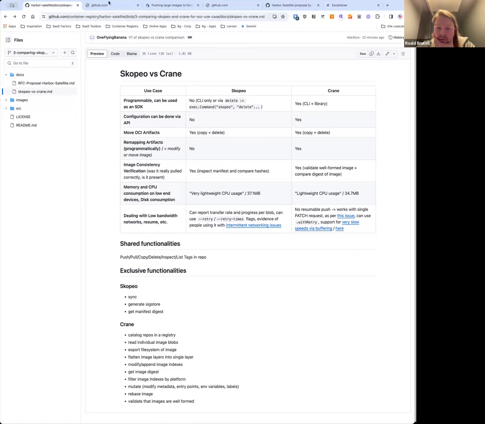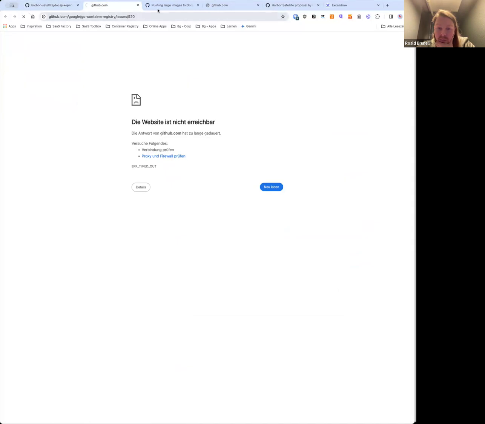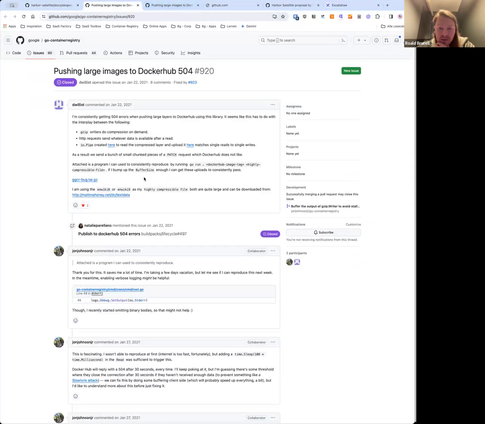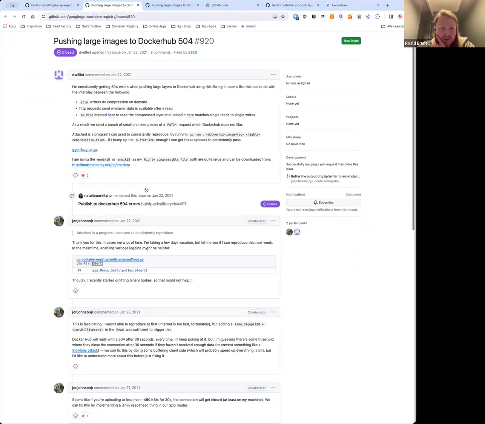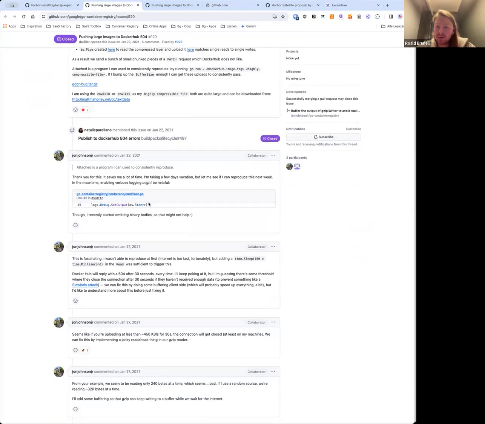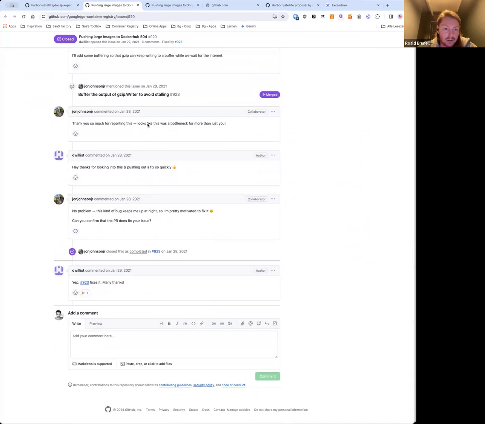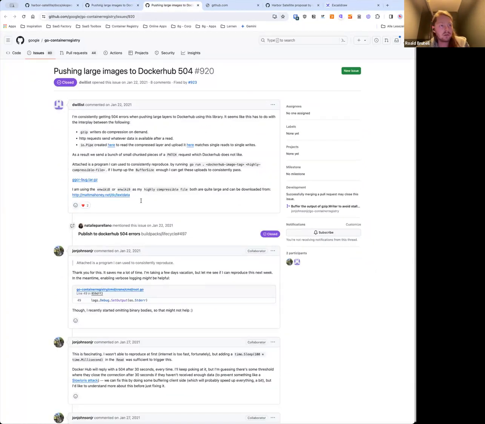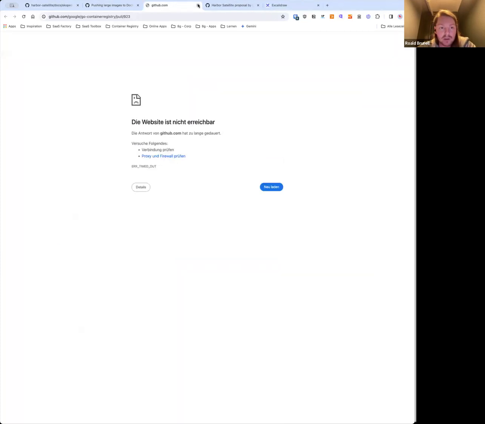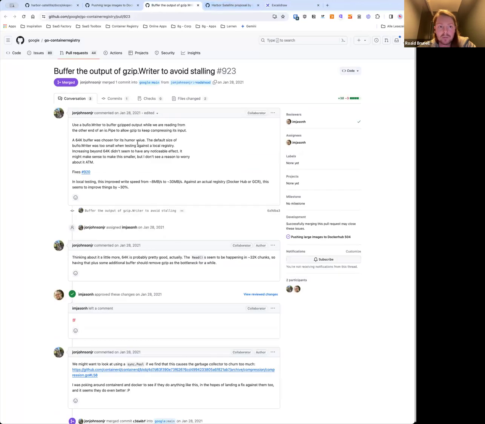Yeah, and I found that for Crane, if a push, for example, gets broken midway, you cannot restart it because it does it in a single big patch request. So that was definitely an issue that people discussed, but it never got resolved. So it is being used in low network use cases. There are some solutions, but it's definitely not perfect.